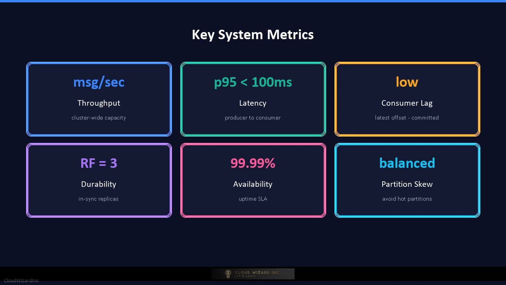It is the most important operational health signal. Durability is measured by the replication factor and the number of in-sync replicas. Availability is typically expressed as the percentage of time the cluster is writable and readable. Partition count and partition skew affect parallelism and load balancing. And message loss or duplicate rates quantify the correctness of delivery semantics. These are the metrics every interviewer and on-call engineer will ask about.